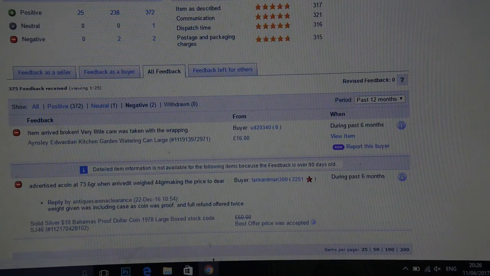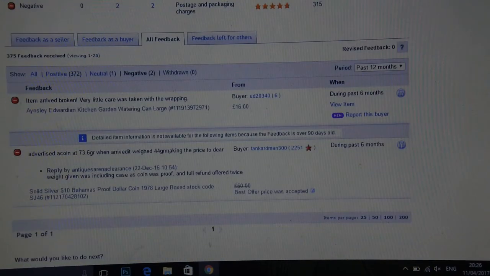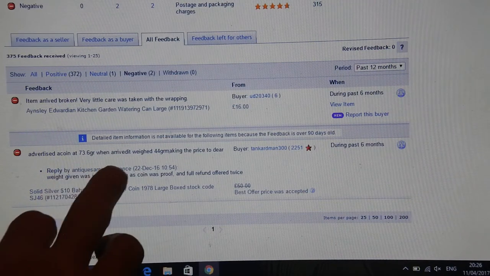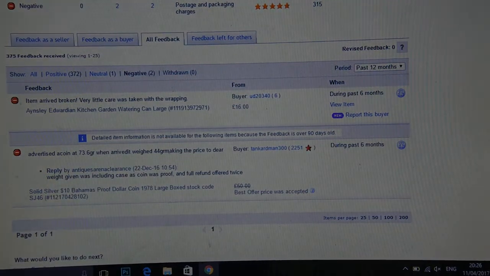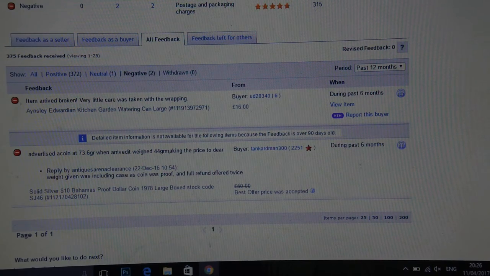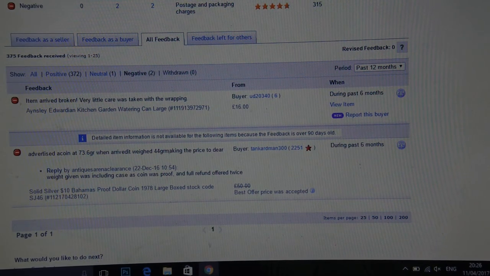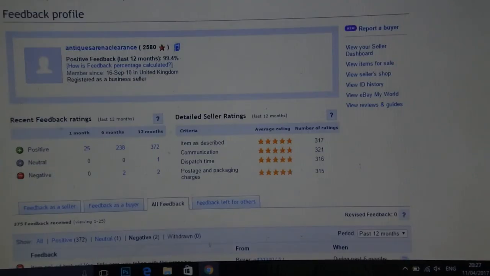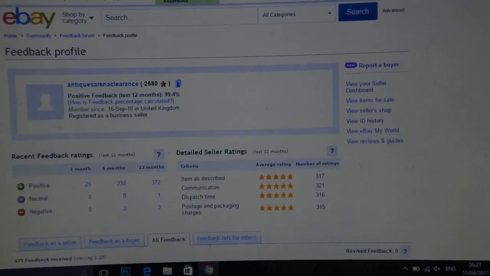Item arrived broken, fine, fully refunded. This one was their own fault, advertised. The total weight was 73.6 grams, but as I sold, the coin was in a case and it was proof and couldn't be opened, and I told them the total weight, including the case, was the dark weight, and they misread it. So it was their own fault, that one. Refund was offered twice, but they decided they wanted to keep the item because it still went in cheap enough. That is out of over 2,500 feedbacks, them two negatives. So it's certainly not my postage.